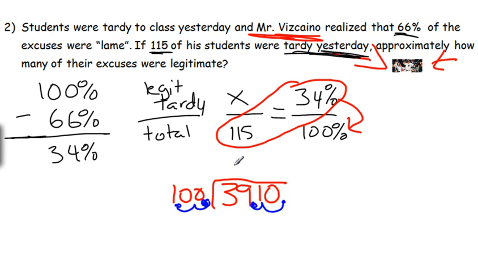That gives us 39.10. Since we can't have 0.10 of a student, no tenth of a kid running around, we can round this off and say that 39 students had a good excuse for being tardy.